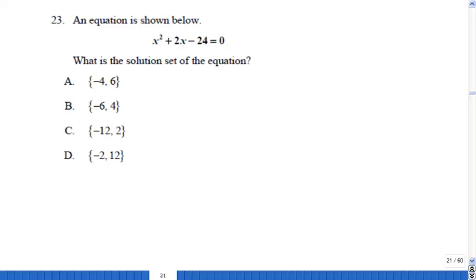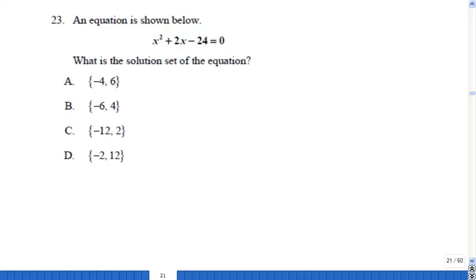Problem number 23. Proficiency exam problem. Specific proficiency. Let's see if we know how to solve it. Simple problem, Algebra 1. 8th, 9th grade. Some of you did it in the 7th grade. I know some of my students did it in the 7th grade.